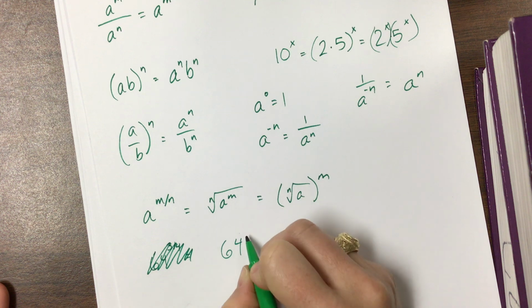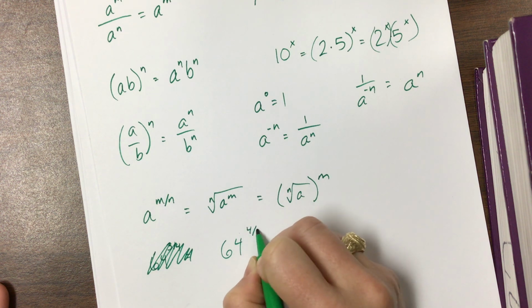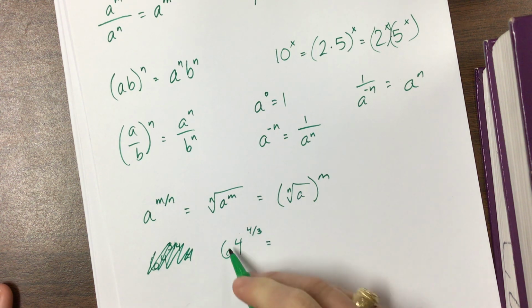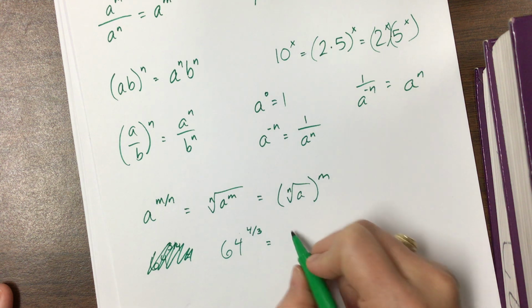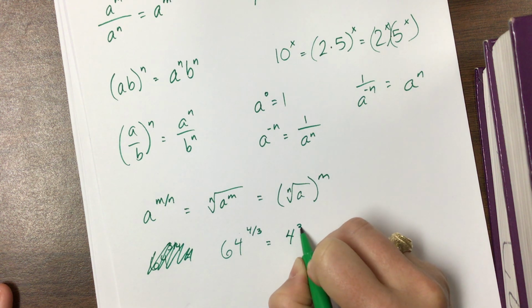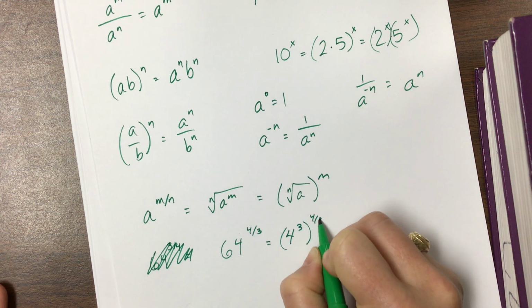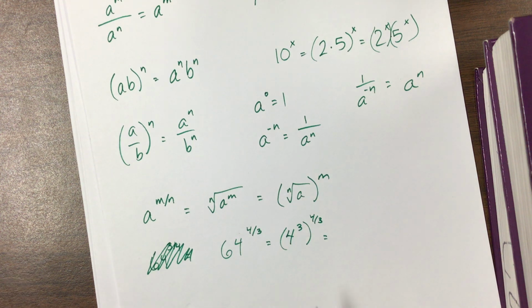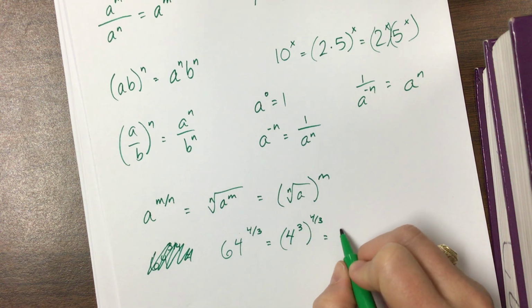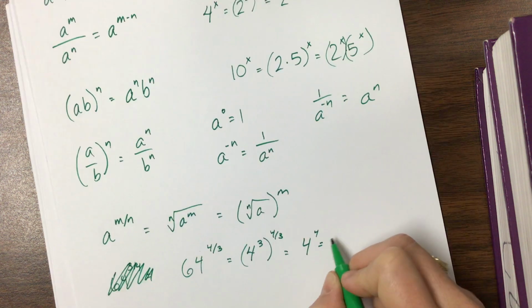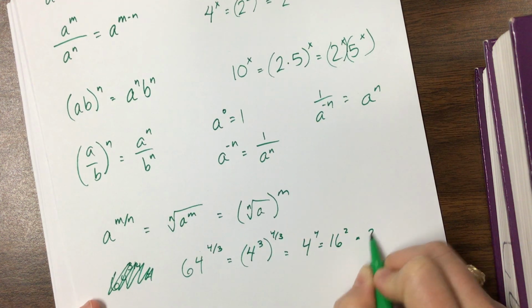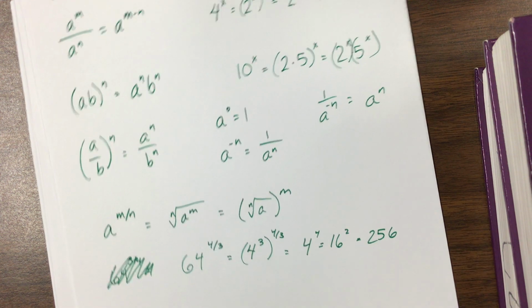Let's say if I have 64 to the 4/3, because 64 is 4 cubed, to the 4/3. Okay, and then with a power to a power, we now get 4 to the 4th, which is like 16 squared, which I have memorized, and that's 256.